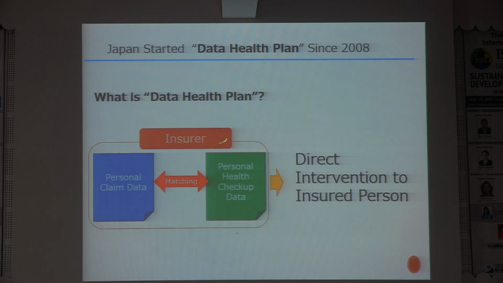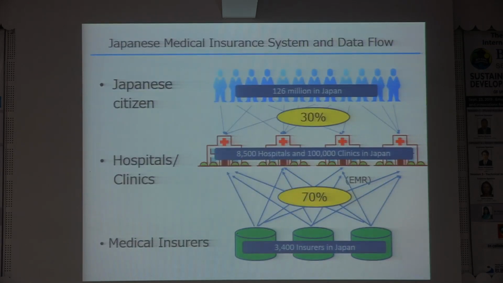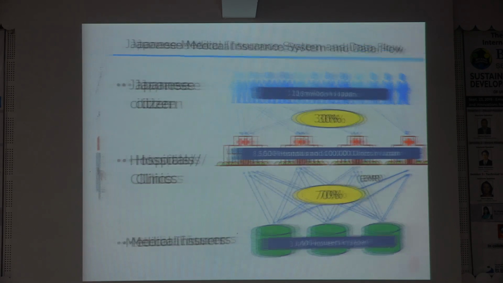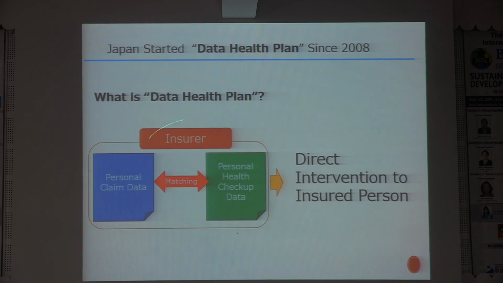This means the insurer can match these two databases. That means this is the claim data, the 70% payment data. So they can match these two databases and detect who is visiting clinics and who is using health checkup. So we can make intervention at the personal level.